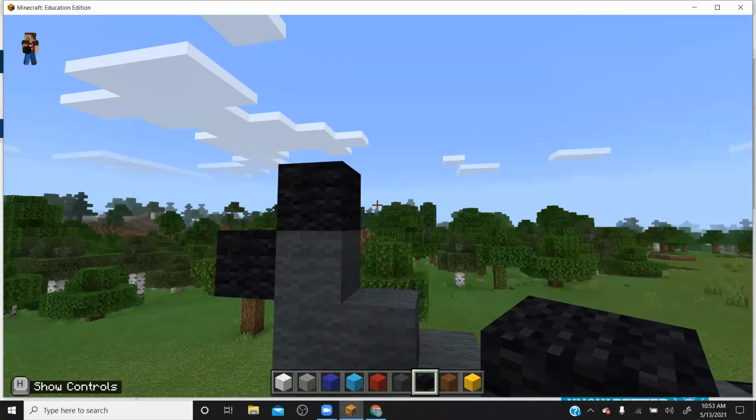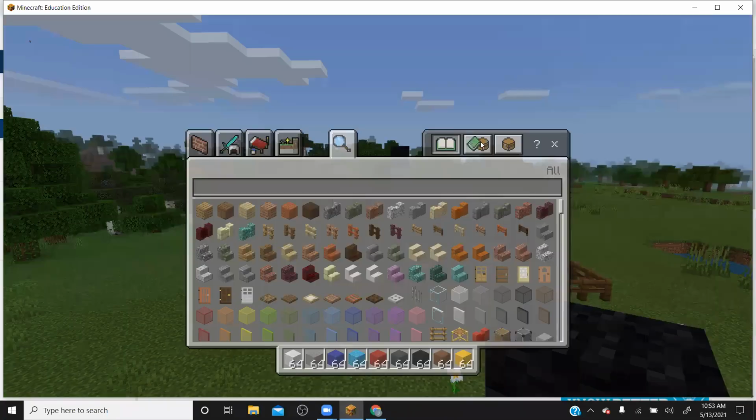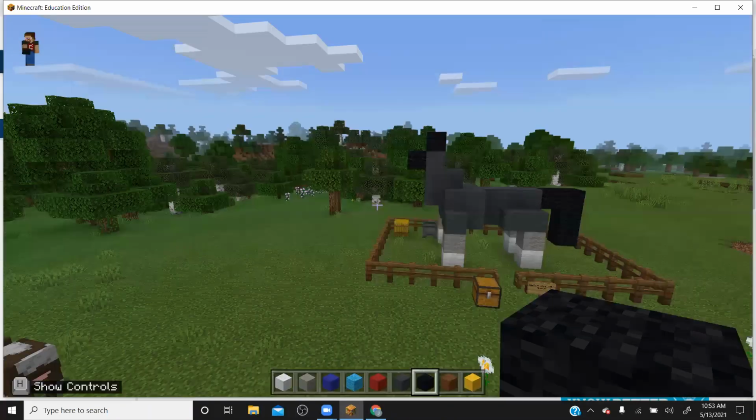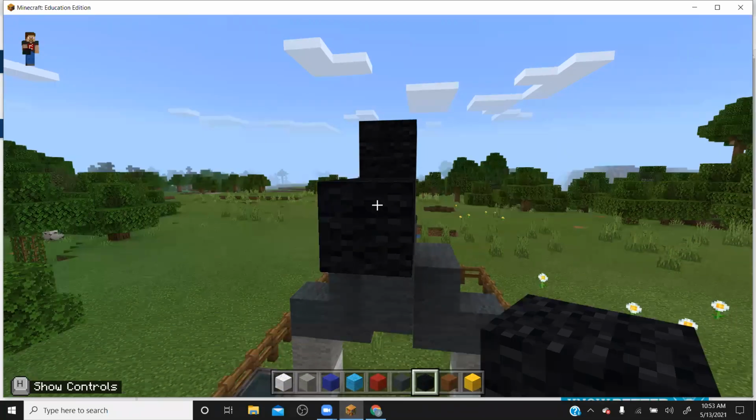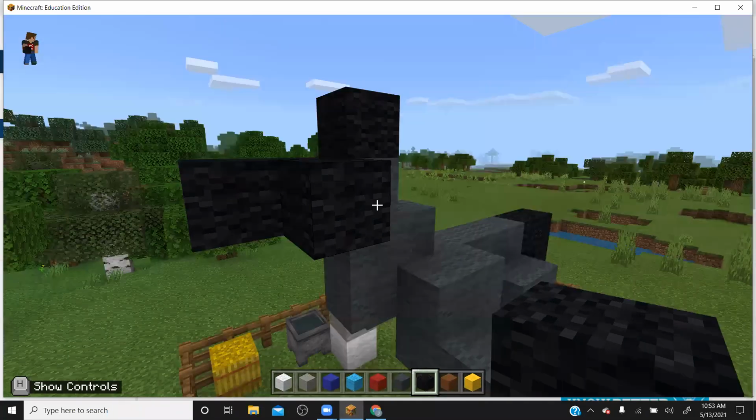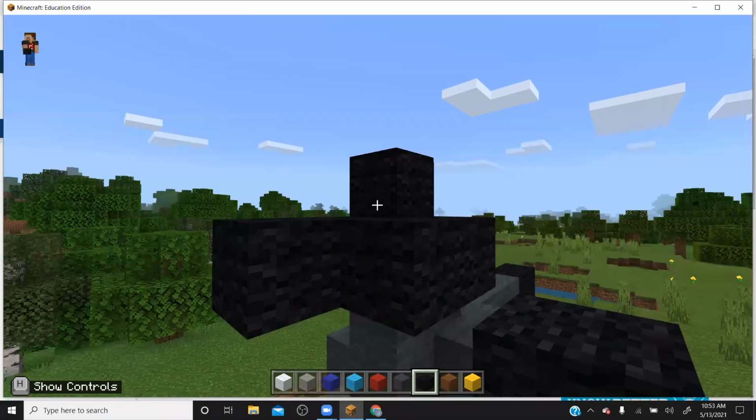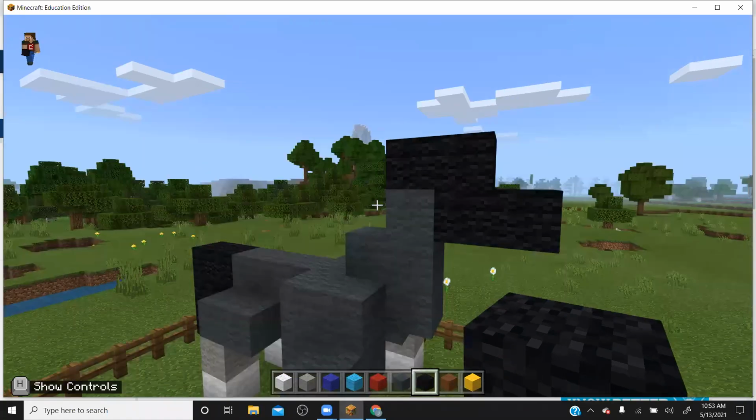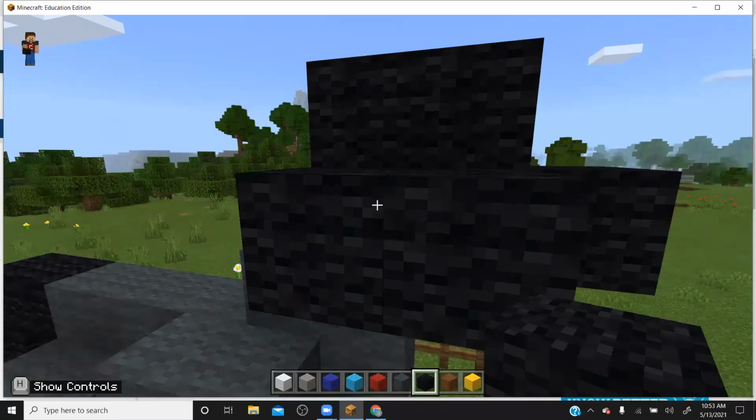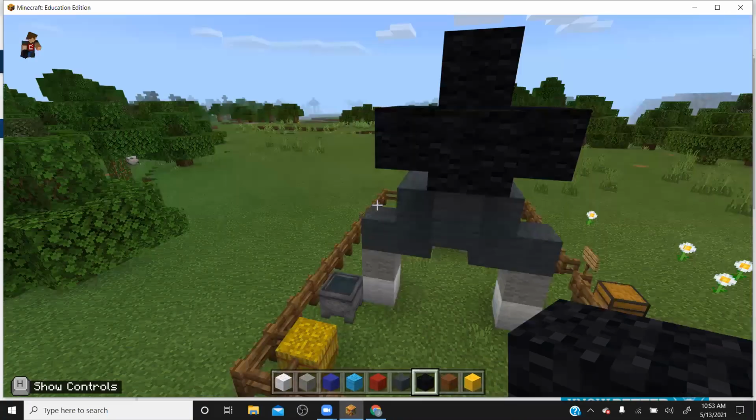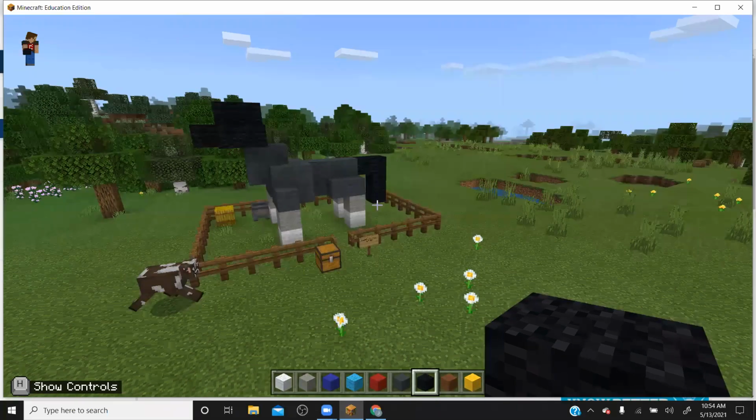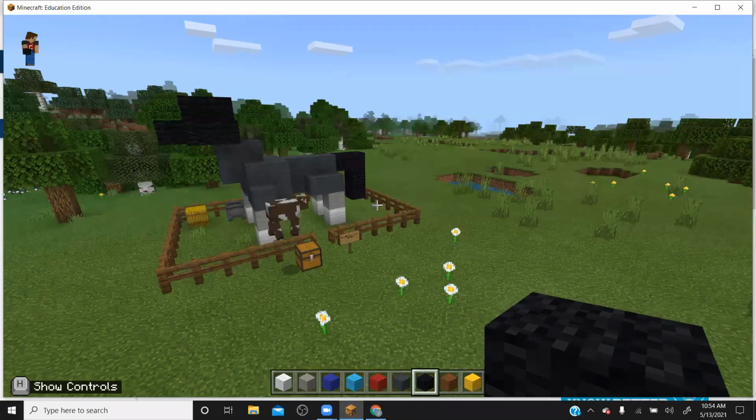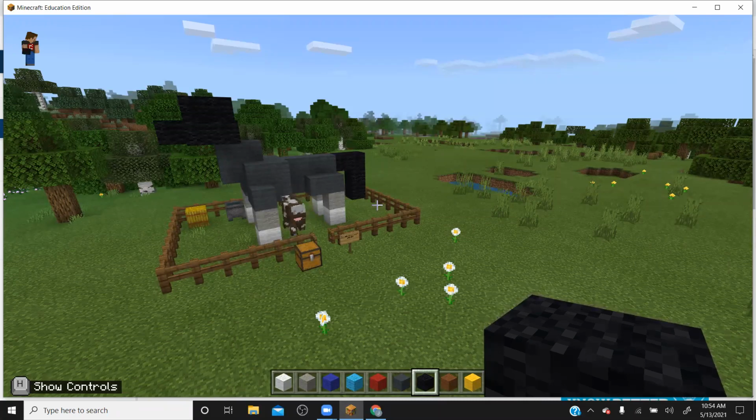And again, I'm going to make his nose a little bigger. All right, so this is the beginning of my horse animal maybe that existed at one time. What you create is going to be up to you. Have fun with the Minecraft field trip stuff or the Minecraft lessons.